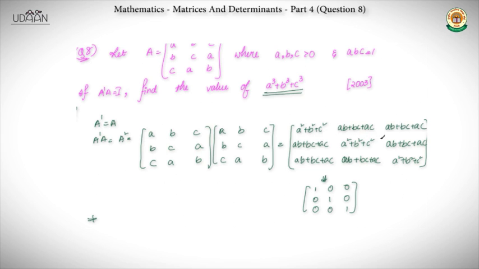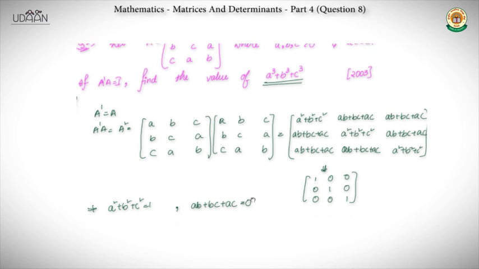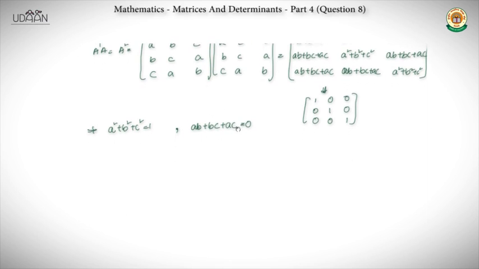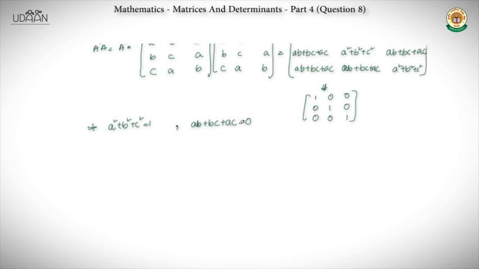Okay. So that is the reason that we multiplied, so that we can equate it to the identity matrix. Yes. So from that we get A square plus B square plus C square equal to 1, and AB plus BC plus AC equal to 0. And that is the same equation that you will get from all the other elements. Now we need A cube plus B cube plus C cube.